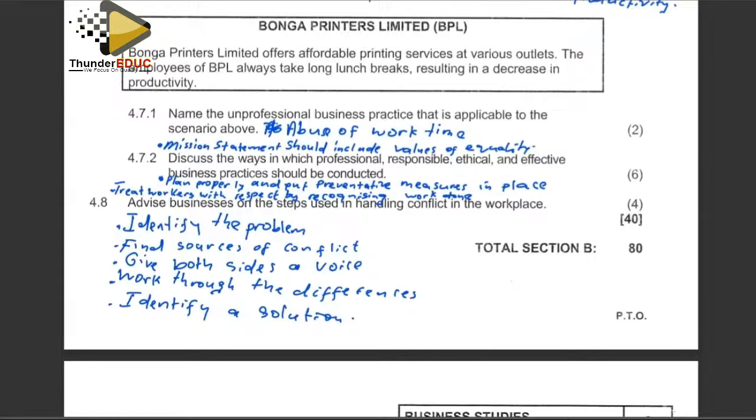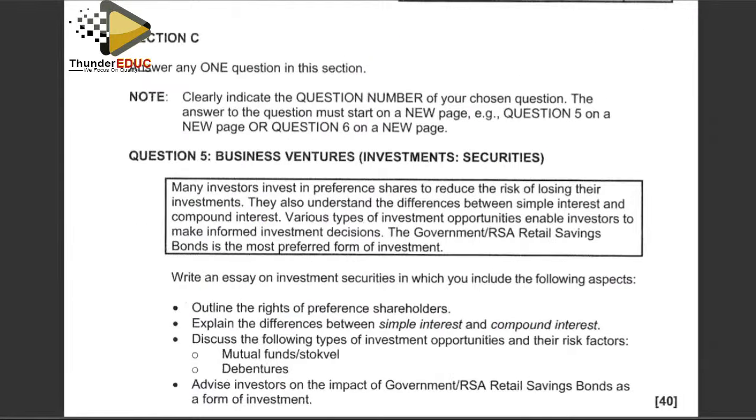Okay, so now it's saying that identify the problem, find sources of conflict, give both sides a voice, also work through the differences, as well as identifying a solution. Okay, so now right, grade 12. We are done with question 4. Let's quickly jump on to section C. In section C, we are given 2 questions, and the expectation is to answer only one question.